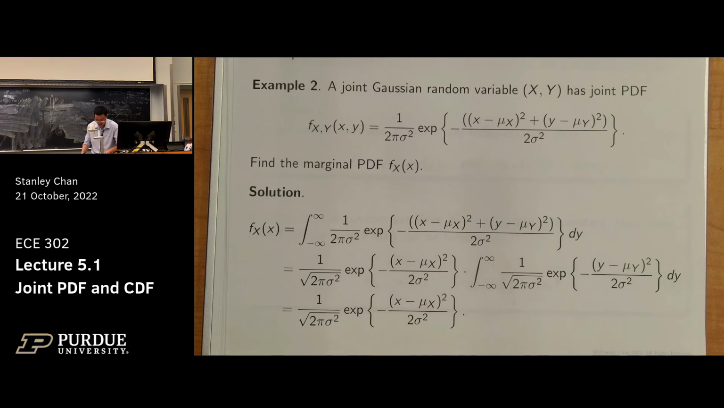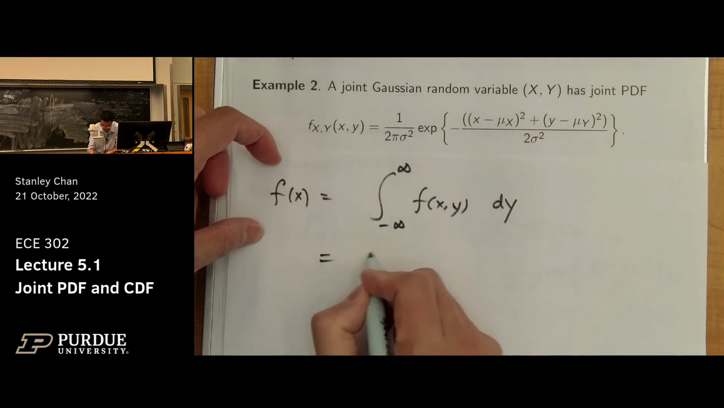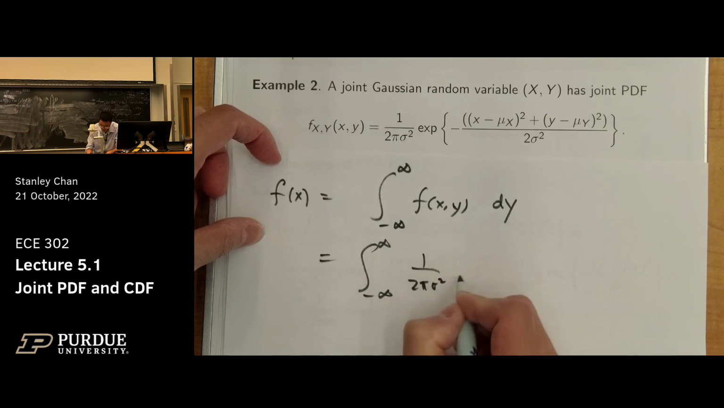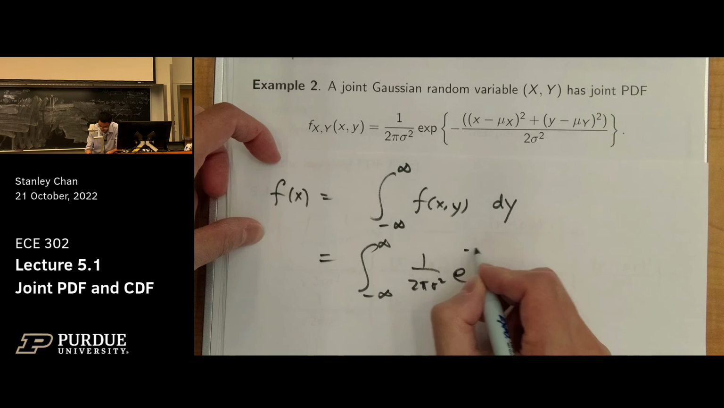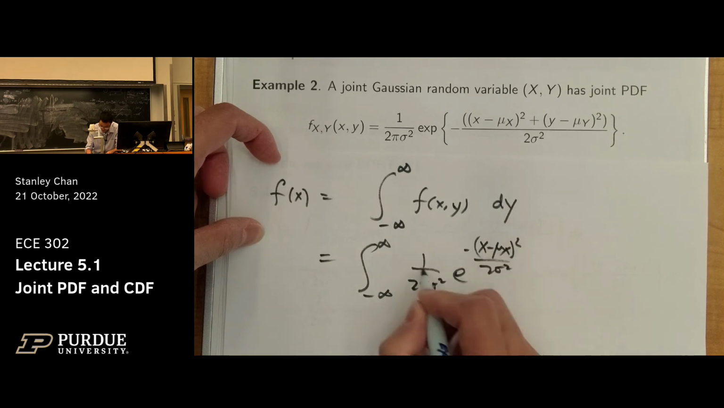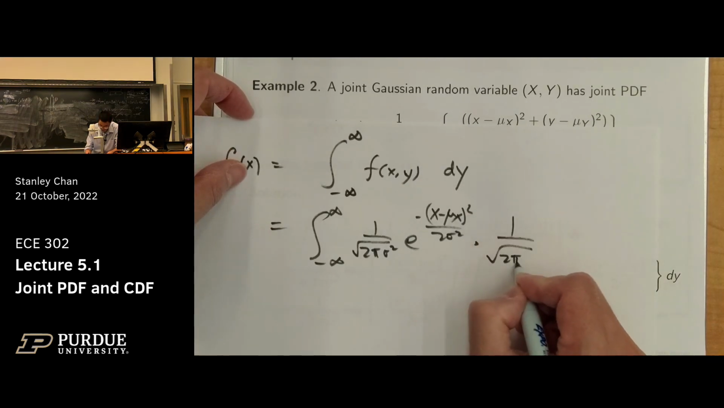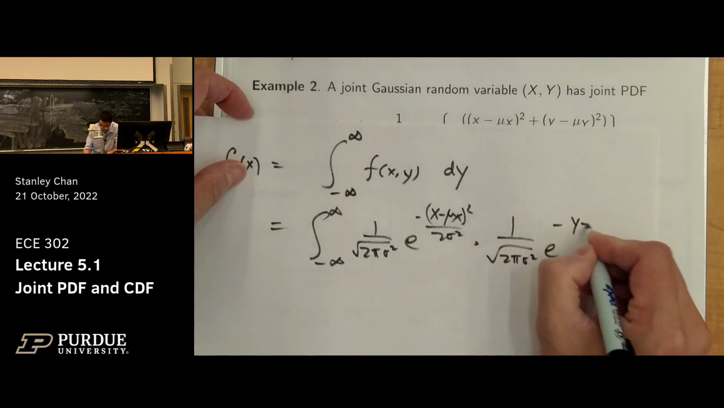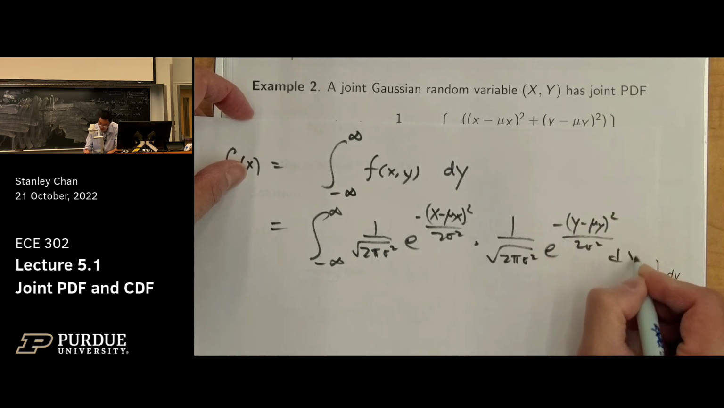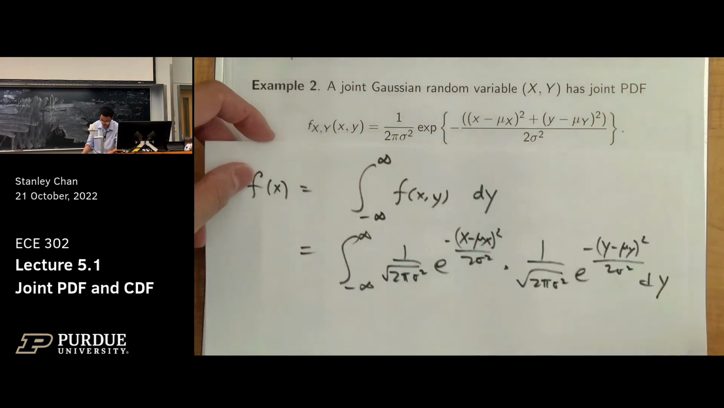Now, why do you say you're just crying? No, it's actually not that hard. Let me show you why. It's not that difficult. So integration, and then you have this 1 over 2 pi sigma square, and then e to the minus (x minus mu x) squared divided by 2 sigma square, right? And then we put a square root here, multiplied with another 2 pi sigma square, e to the minus (y minus mu y) squared divided by 2 sigma square, dy. Okay, so that's just the same thing as this one.